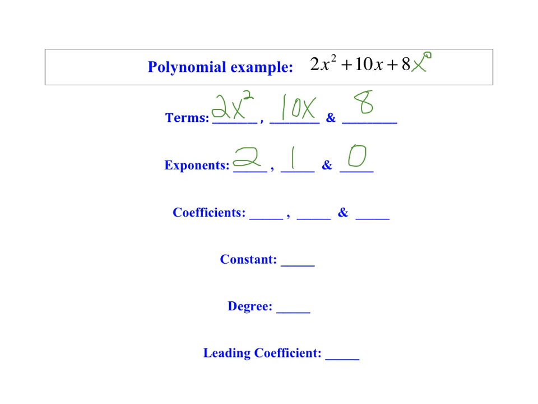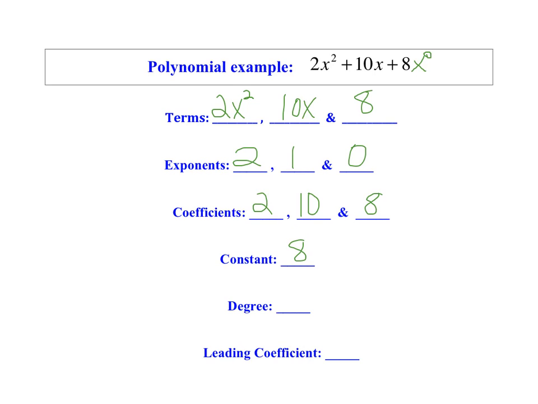Next, let's write down our coefficients. So remember, a coefficient is the number in front of the variable. And then 8, because we don't see x to the 0 power, is going to be a special type of coefficient. So here we go. Our first coefficient is 2. Our second coefficient is 10. And we can say the third coefficient is 8. But when you have a number and you do not see a variable, we call that number the constant. So 8 is going to be referred to as the constant.